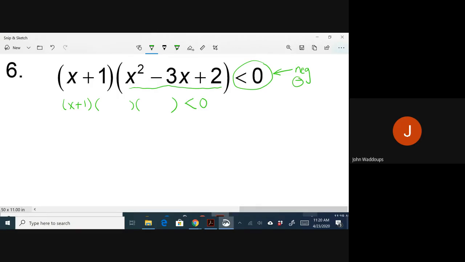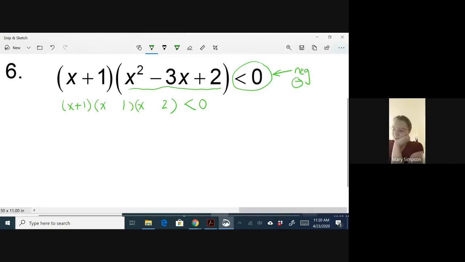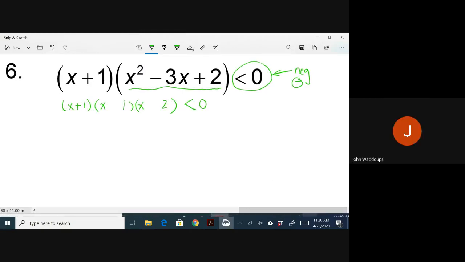So I have x times x, and here I have 2 and 1. Those are the only two numbers that multiply to give you a positive 2, so either both numbers have to be positive or both numbers have to be negative. And since we see negative 3 in the middle, we'll put negative 2 and negative 1.